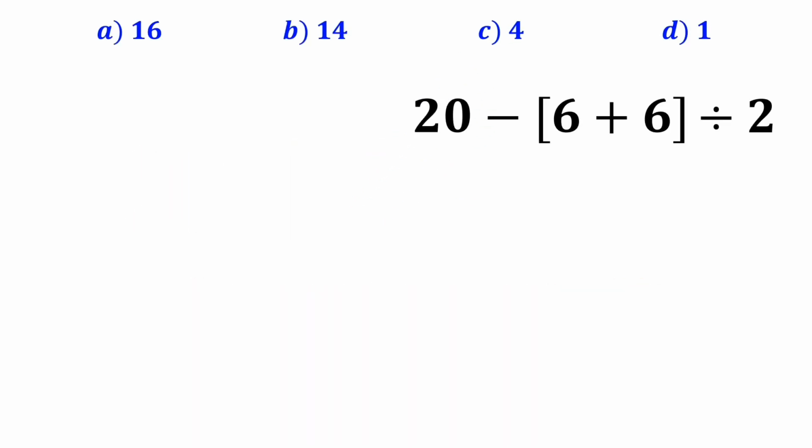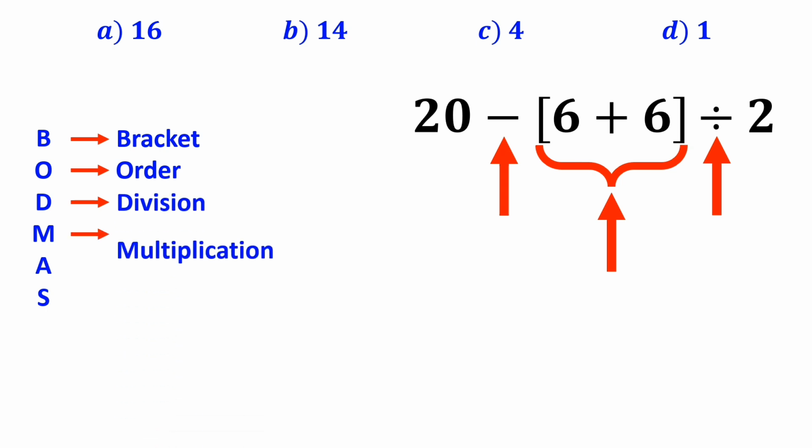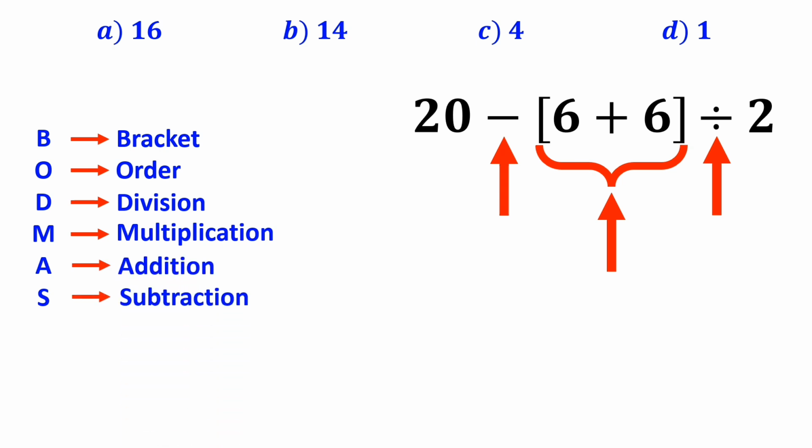Now let me show you how to solve this expression properly. As you can see on this screen, we have a subtraction sign, followed by an expression inside brackets and then a division sign. To solve this expression, we need to use the BODMAS rule. In this rule, B stands for bracket, O stands for order, D stands for division, M stands for multiplication, A stands for addition, and S stands for subtraction. We need to perform these operations in order from top to bottom.